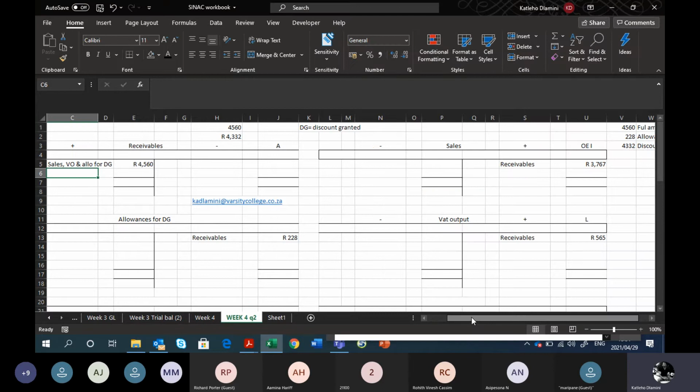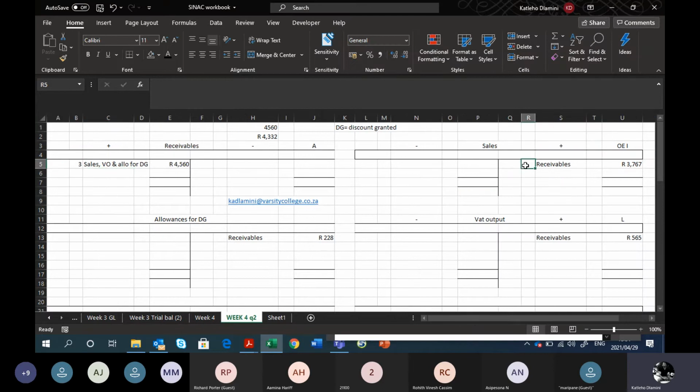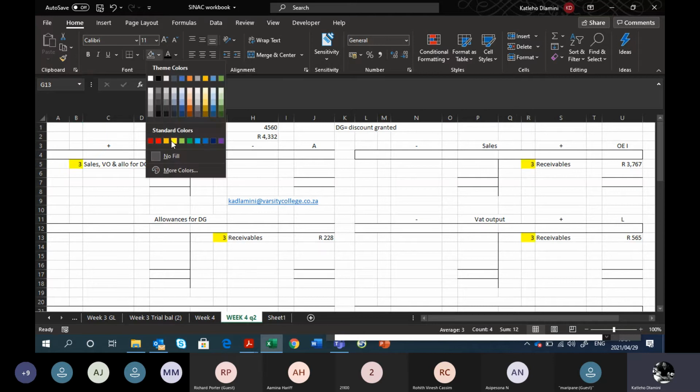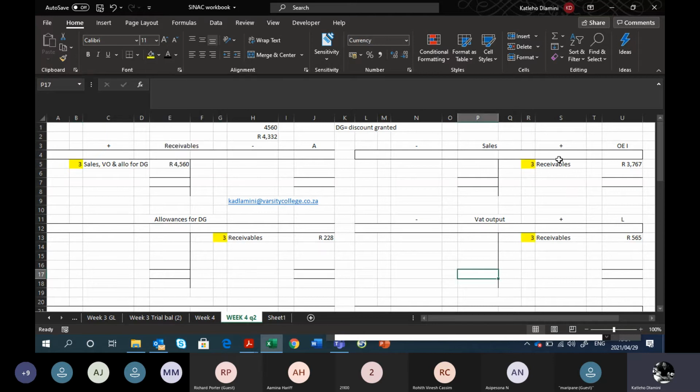So let me just include my dates over there, the 3rd, the 3rd, and the 3rd. Okay, I'm gonna make this yellow. Okay, so on the 3rd, I broke this amount into 3 amounts, right? So it's the sales, it's the receivables, it's the allowance for settlement discount granted, and the VAT output.